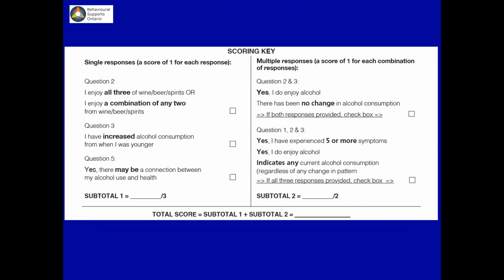If they say, yes, I've experienced 5 or more of the symptoms in question 1A and 1B, yes, I do enjoy alcohol from question 2, and if they indicate any current alcohol consumption, then you're going to want to check that box on the bottom right. And you count the number of boxes on the right-hand side for a subtotal of 2. You calculate subtotal 1 plus 2 for your total score, and that's out of 5.